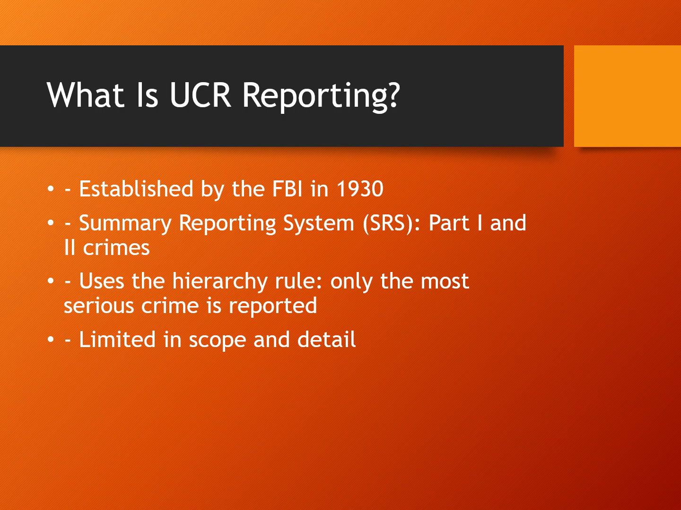One of the key limitations of the UCR system is its use of the hierarchy rule. This rule only required the most serious offense in a single incident to be reported. For example, if a robbery and an aggravated assault occurred in the same incident, only the robbery would be recorded. This often resulted in an underreporting of actual criminal activity and an incomplete picture of what exactly law enforcement was really encountering on the ground.